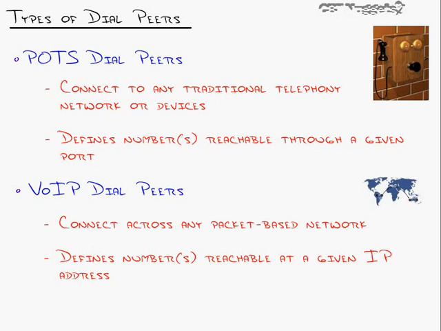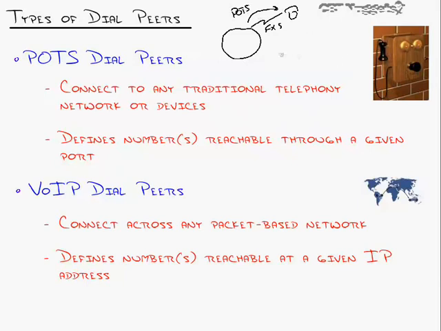dial peers. POTS dial peers are used to connect to any traditional telephony network or devices. So, if I have a router connected through a FXS port to a phone, that would need a POTS dial peer, and that would define essentially the phone number for that phone. The phone doesn't have a phone number just by plugging it in. We have to give it one. This would require a POTS dial peer because it's legacy.